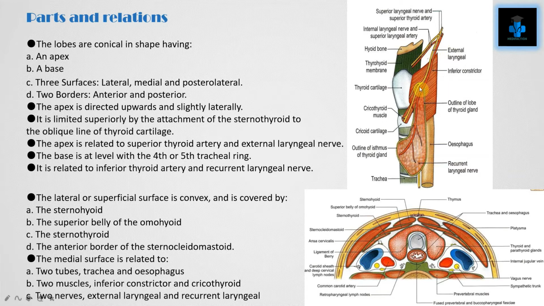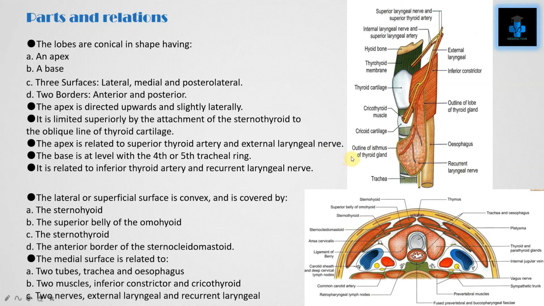Let's move on. The base is at the level of fourth or fifth tracheal ring, right here. It is related to inferior thyroid artery and also recurrent laryngeal nerve. This right here is the recurrent laryngeal nerve, and beside it we can appreciate inferior thyroid artery as well.